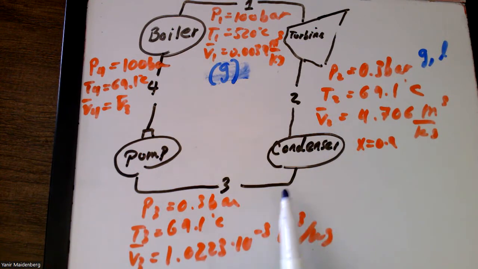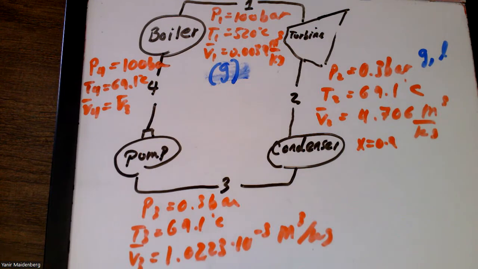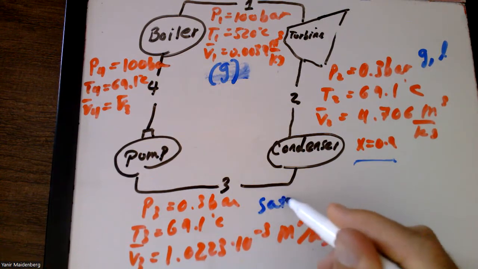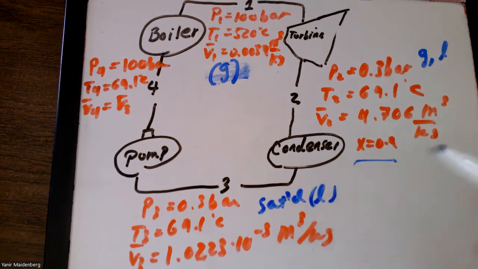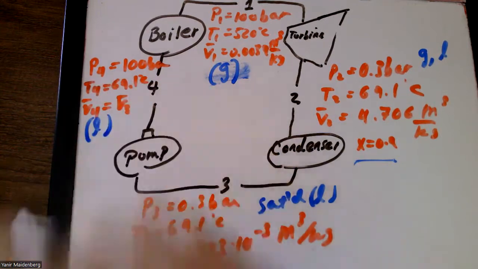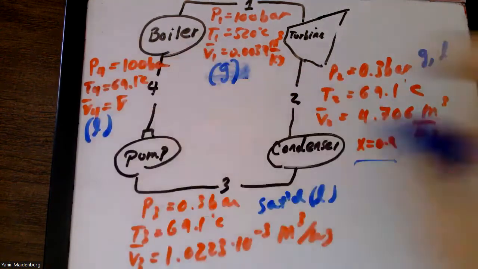Then after it goes through a condenser, it stays at the same pressure and temperature, and it just converts itself from x is 0.9 to x is 0. So this is just a saturated liquid at the same prevailing conditions. And then after it goes through the pump, this is a liquid. It's going to stay a liquid up here as well, just with different conditions. So that's what's happening here.